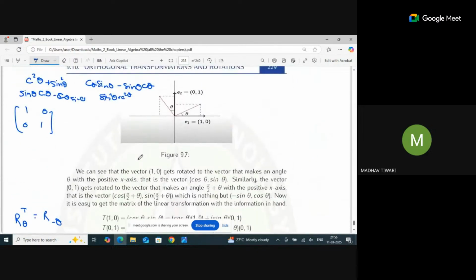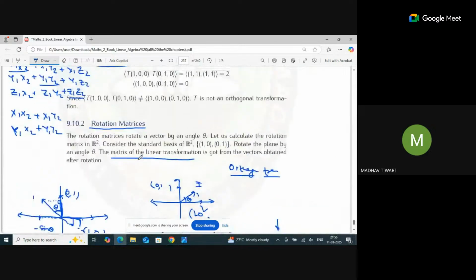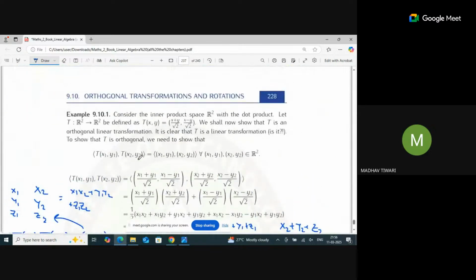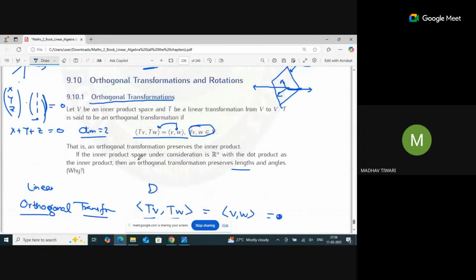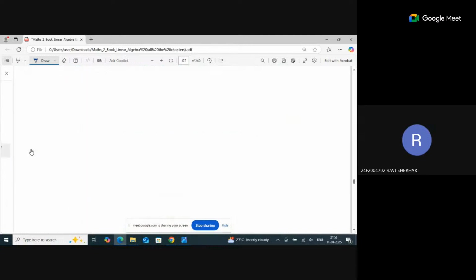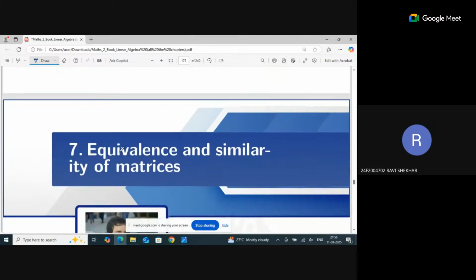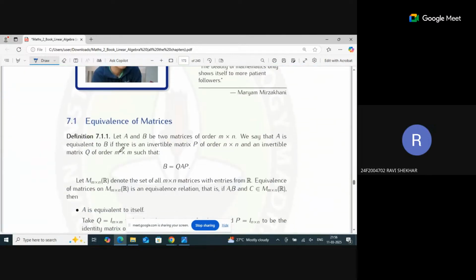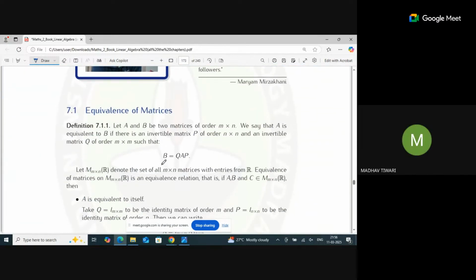So I think anyone else having any other doubt regarding the concepts, or any concept that you are facing problem in, you can ask me now. Sir, can you please revise that equivalence and that similarity? I just forgot everything. Equivalence is nothing. When you can represent this matrix in this form, make sure that Q and P are invertible.